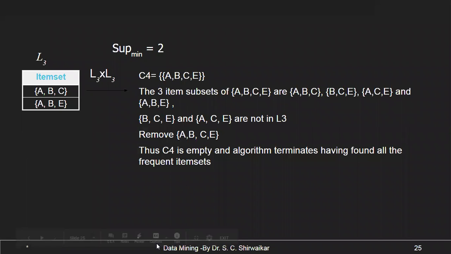So my question is that you have now cleared the concept of what the Apriori algorithm is. So what is the drawback of the given Apriori algorithm? What is the drawback?